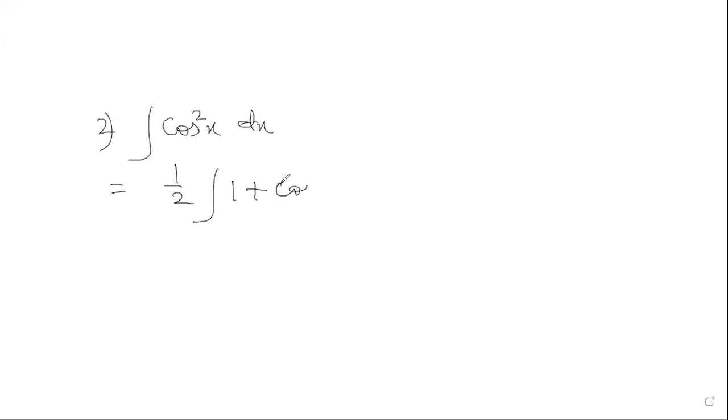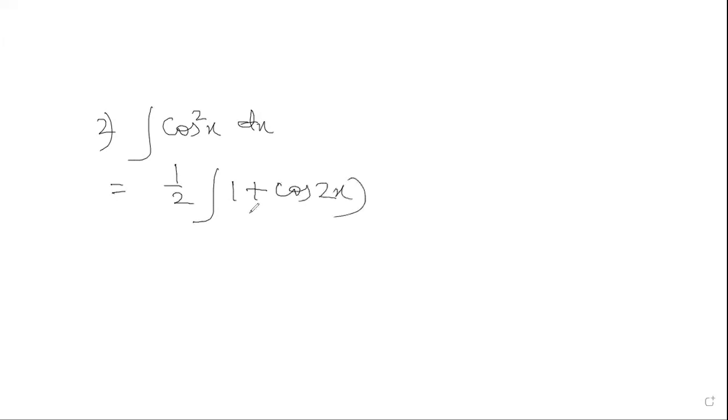Special type will be cos square x. So in order to do the integration of cos square x dx, same method as I showed for sin square x. Now cos square x will be half outside, then 1 plus cos 2x. You have to remember the formulas for trigonometry.